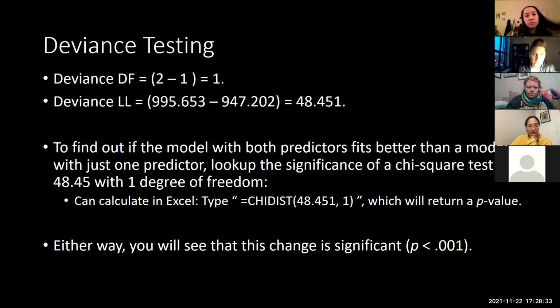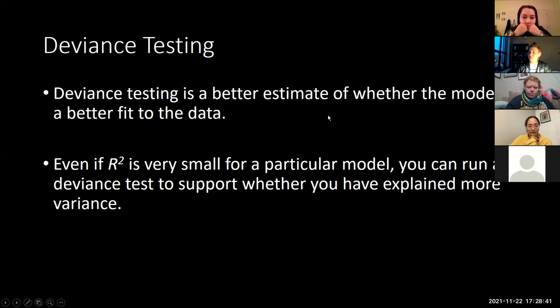That is all I wanted to tell you about the deviance test, and I should stop waiting until the end and just start telling you right when I introduce the deviance test earlier in the model. So it's just a good estimate of whether you've done a good job explaining what's in your model. So even if your R squared is pretty small, you might still be explaining statistically more of the variance than you were before.